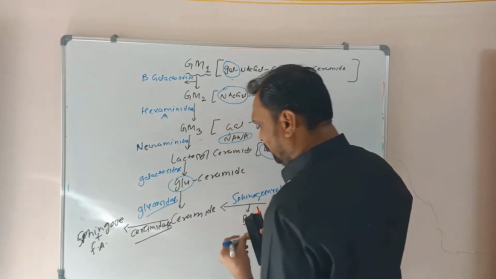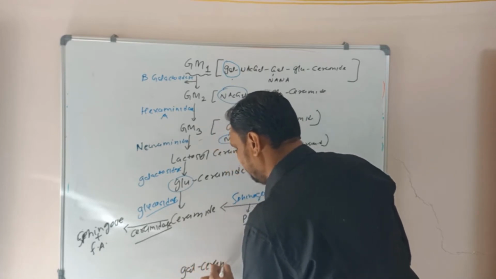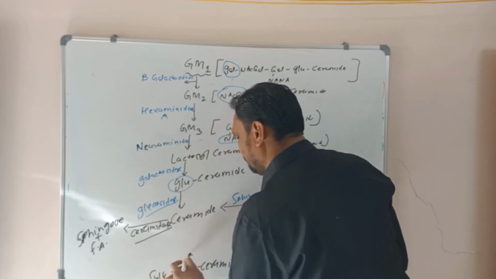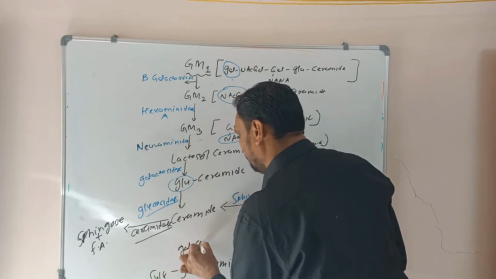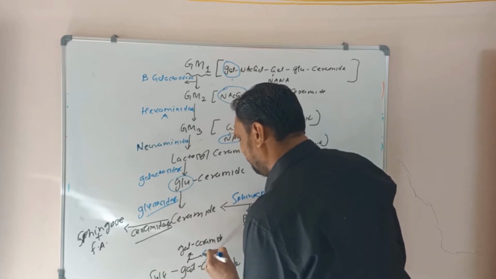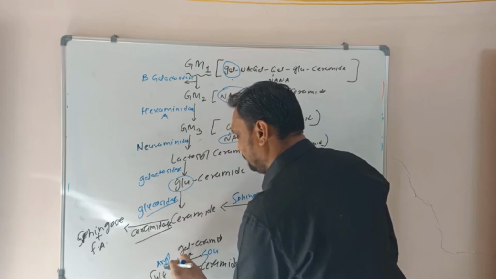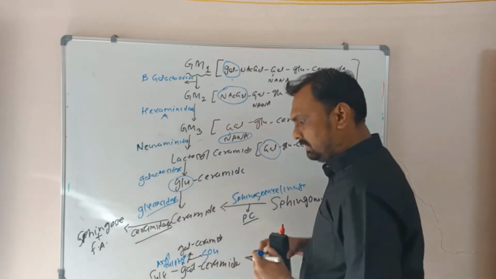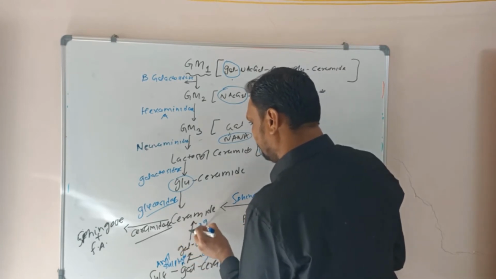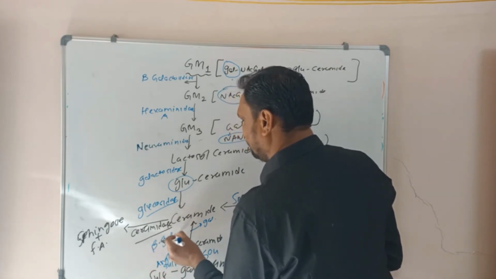Also, there is a sulfated galactose ceramide, which is converted to galactose ceramide by removal of the sulfate group. The enzyme is aryl sulfatase A. And this galactose ceramide is converted to ceramide by removal of galactose by the enzyme called beta galactosidase.